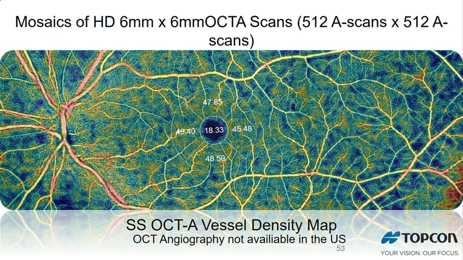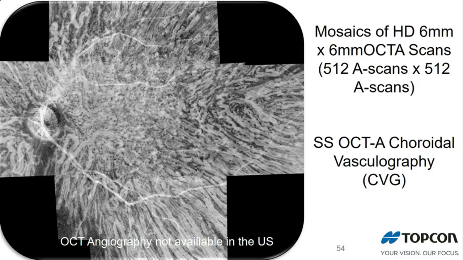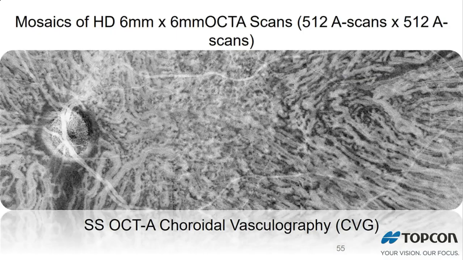What you can also do is do the choroidal vasculography. I'll explain how that works a little later, but it is possible using the OCTA data set, but using the structural data instead of the OCTA data set to see the vessels of the choroid. And I'll show you how much detail you can actually do that. So again, here you can see a zoom in of that.